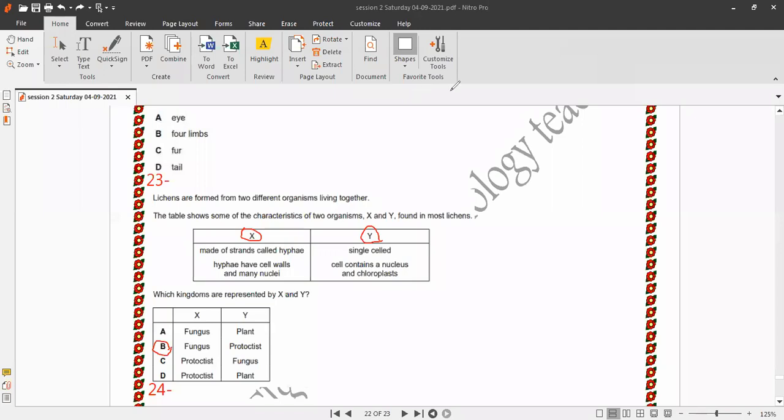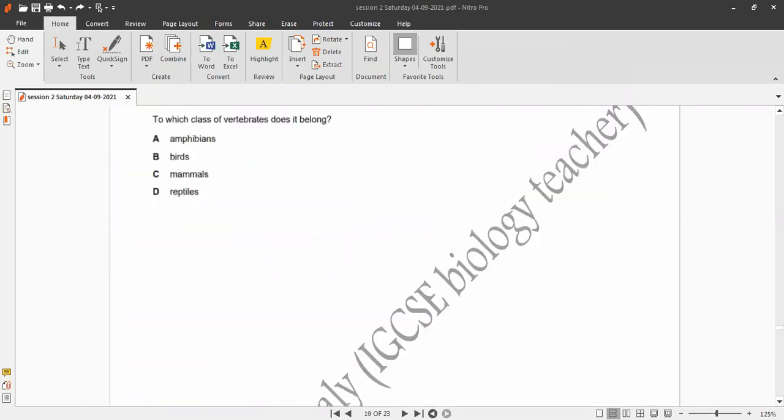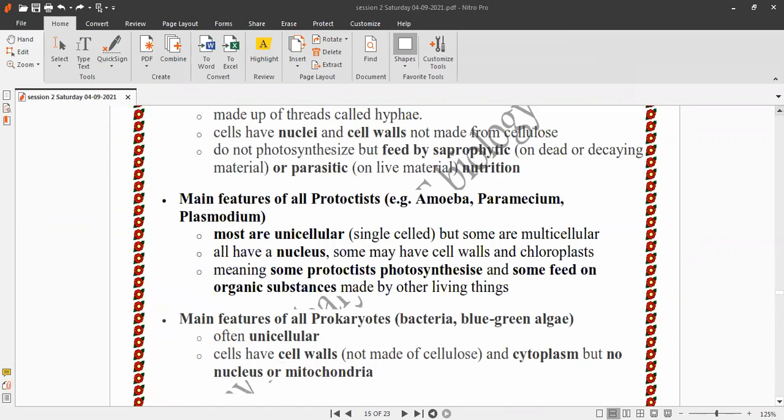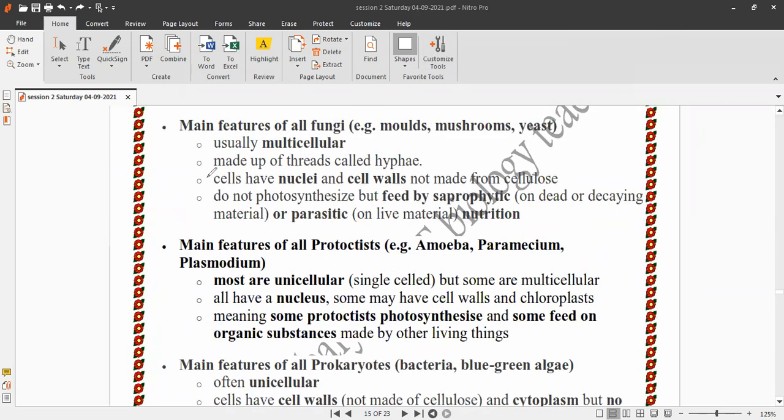That is why in the explanation I wrote this part for fungi: made up of threads called hypha, to know that fungi have threads called hypha. And I also wrote for the features of protists that most are single-celled or unicellular, and some may have a cell wall and chloroplast. For this question, I wrote this point and this point to answer the question only.